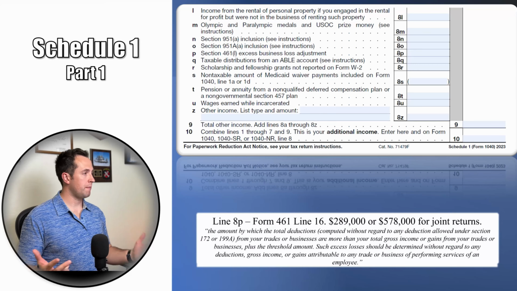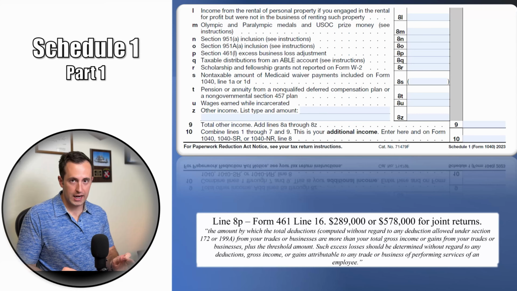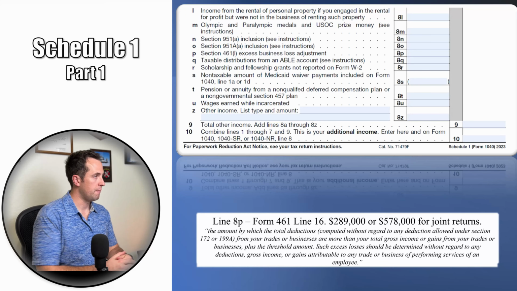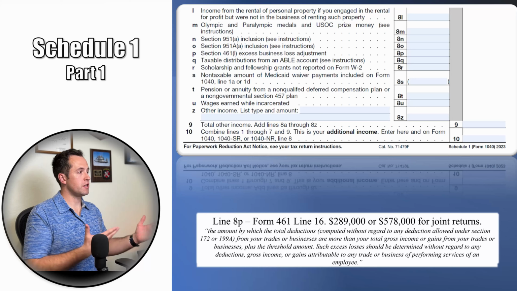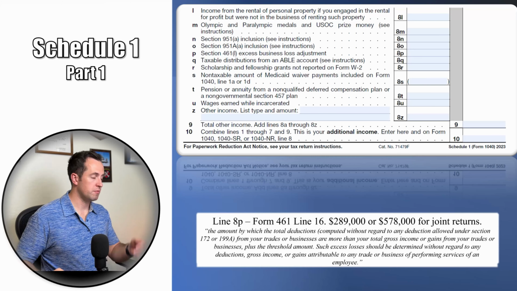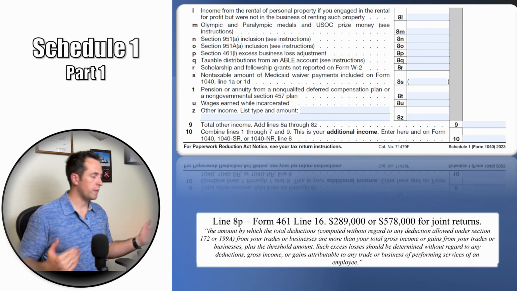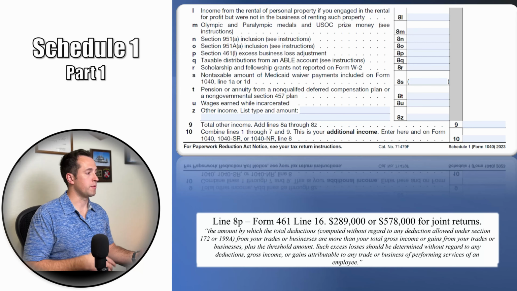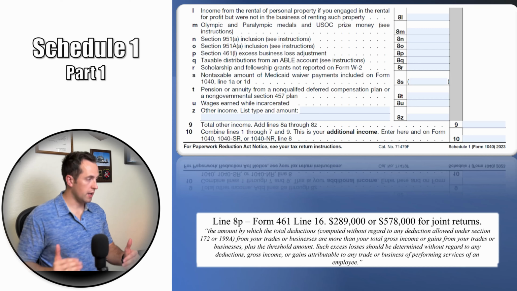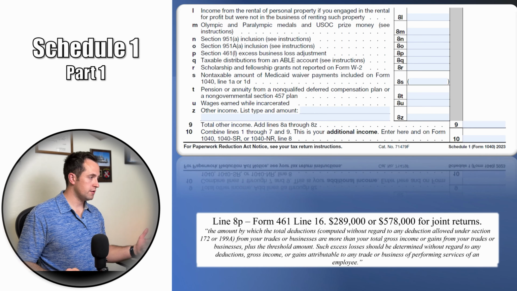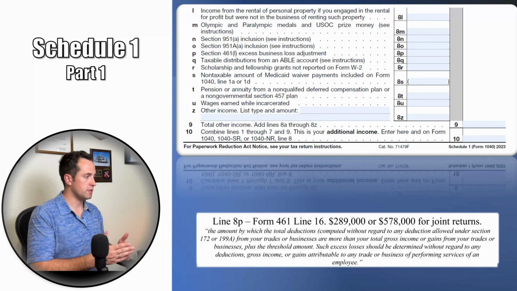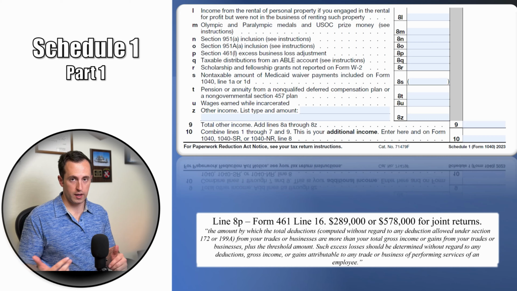The numbers you want to pay attention to here are $289,000, or $578,000 for joint returns. Basically, what is this? The definition of an excess business loss adjustment is the amount by which the total deductions, computed without regard to any deduction allowed under Section 172 or 199A from your trades or businesses, are more than your total gross income or gains from your trades or businesses plus the threshold amount. Such excess losses should be determined without regard to any deductions, gross income, or gains attributable to any trade or business of performing services as an employee.